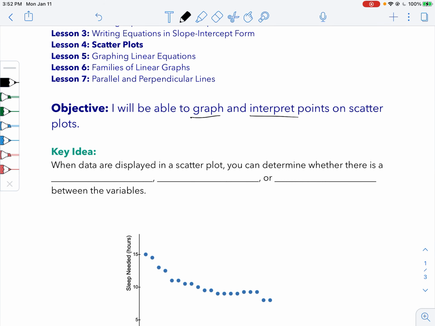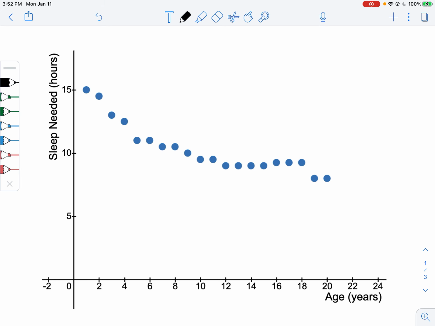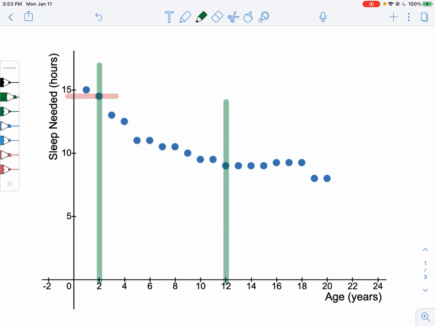So let's start out by looking at a scatter plot. This is a scatter plot. You'll notice that it's comparing the age of a child and the amount of sleep he needs in a day. Like when you are 2 years old, you need about 14 or 15 hours of sleep. See how they correspond like that, right? However, by the time you are 12 years old, you only need under 9 hours of sleep-ish.